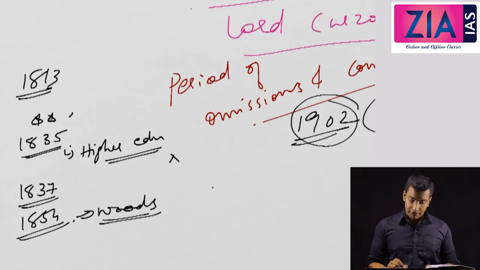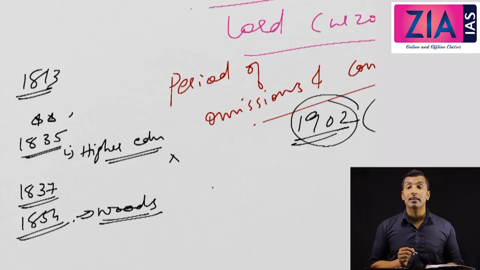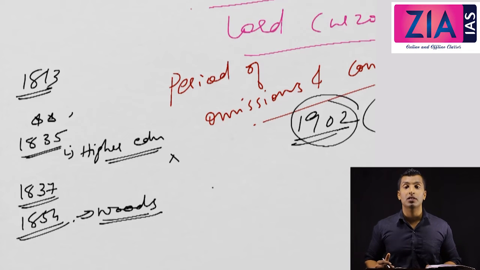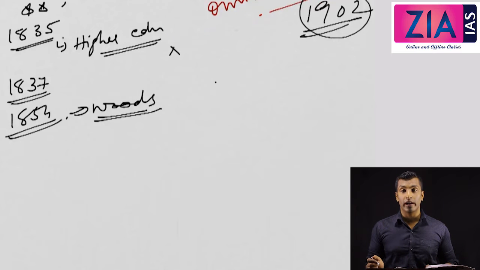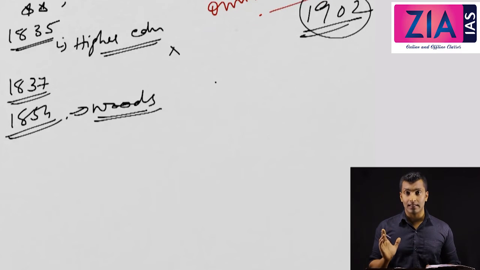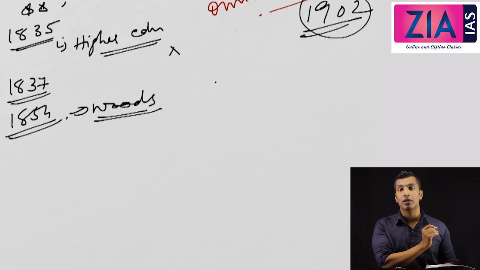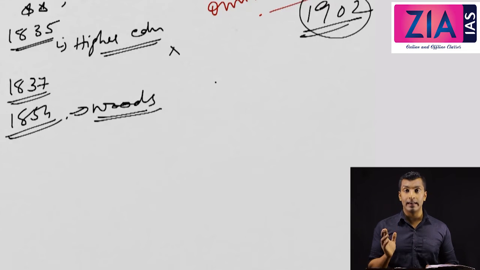Wood's Dispatch in 1854, and we call it the Magna Carta of modern Indian education. The reason is that the responsibility of giving education to the masses is now with the government. The government took up the responsibility of giving education to the masses, and that's why it is called the Magna Carta of modern Indian education. There are around 5-6 points that we have discussed under that, so you can have a quick recap, go back to the previous video session and see in detail, right?